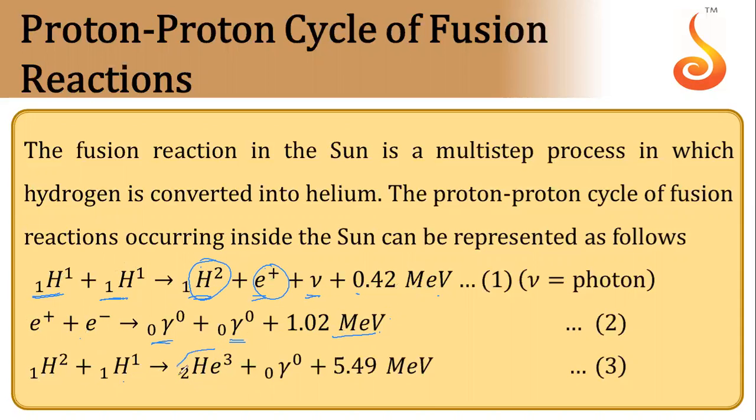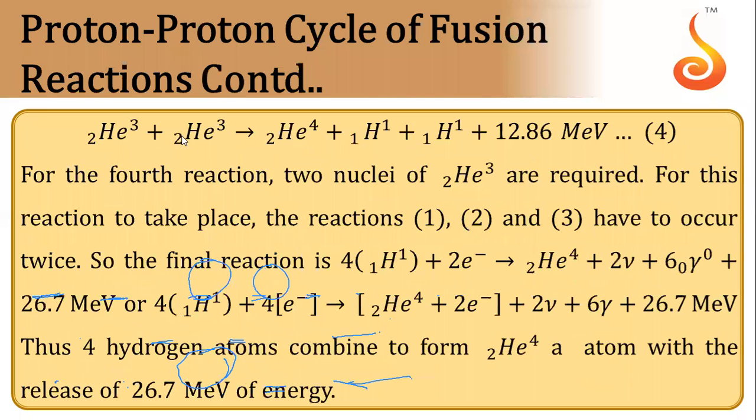This one, helium of atomic number 2 and atomic mass number 3, is also known as helium 3. So when deuterium and hydrogen combine, they will form a helium 3 nuclei. Again, gamma radiation will be there, and 5.49 mega electron volt energy will be released. In the next step, this helium 3 nuclei will again combine with one more helium nuclei.